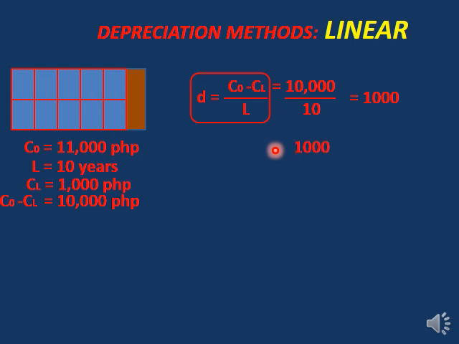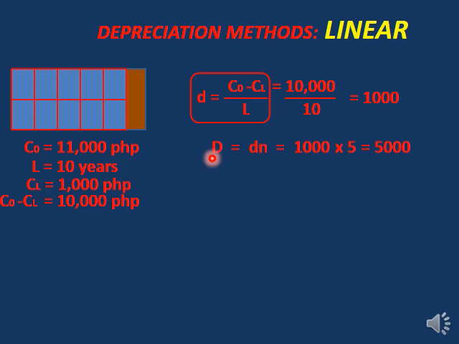Now, if we ask, after 5 years, how much amount has depreciated? Since the depreciation for every year is 1,000, it means that for the period of 5 years, the total depreciation must be equal to 5,000. It means that we can write that the formula for the total depreciation is the depreciation per year times the total number of years. Or in general, the depreciation per period times the total number of periods. This is the formula for the total depreciation after some n years.